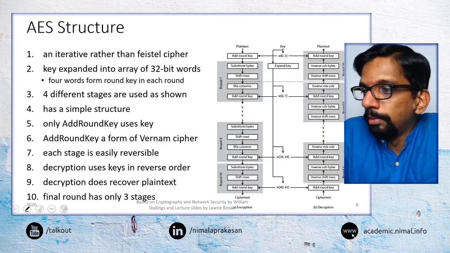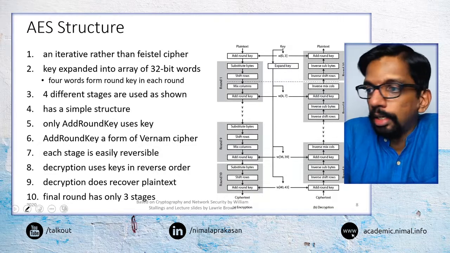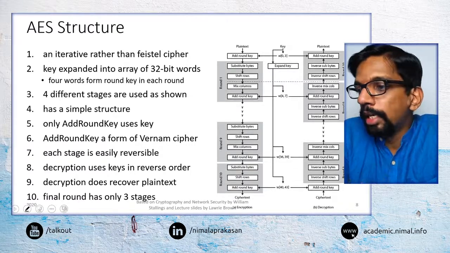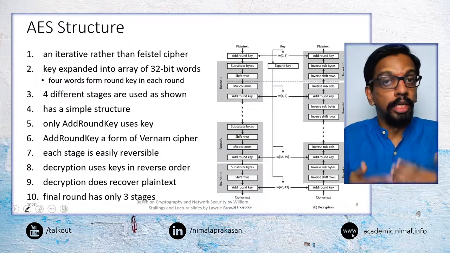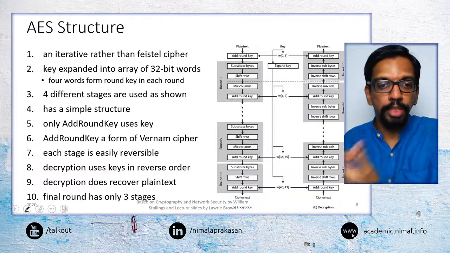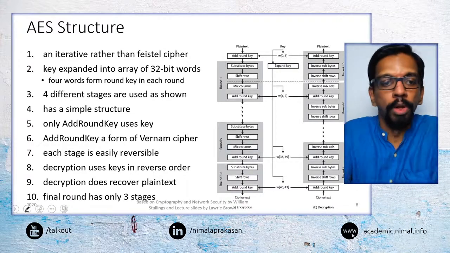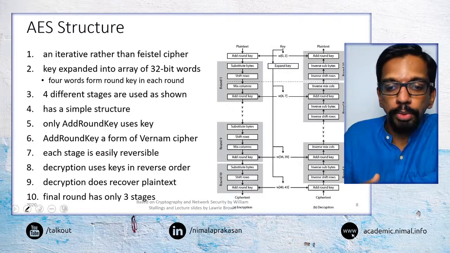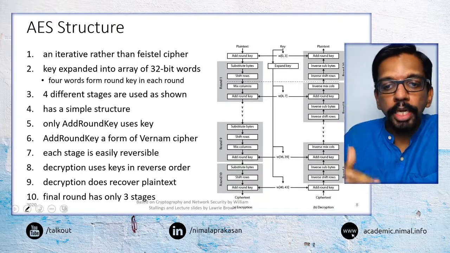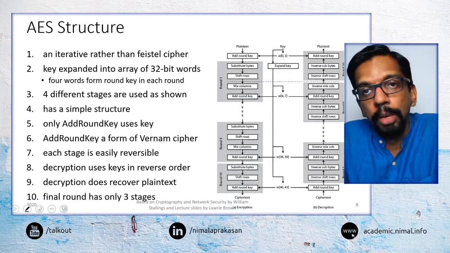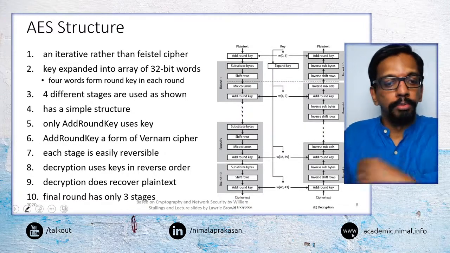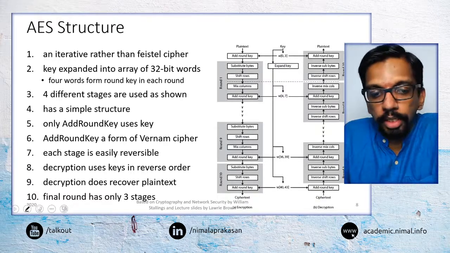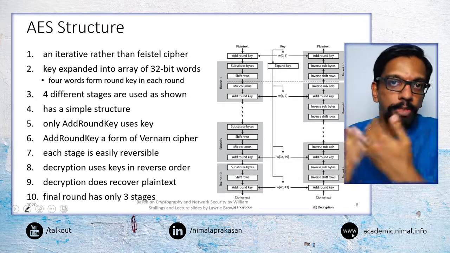So if we look at the structure of the AES cipher, it is an iterative cipher rather than a Feistel cipher, which DES was. The key is expanded into an array of 32-bit words, and 4 words will be taken as the round key for each round. And 4 stages will be used in each round, except for the last round, which will not have the mix columns stage. The add round key stage is the only one that uses the key. Other parts are only about substitutions and permutations.